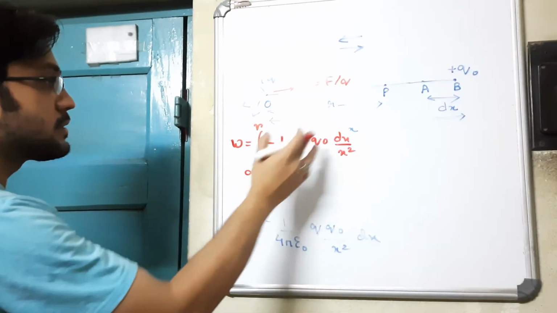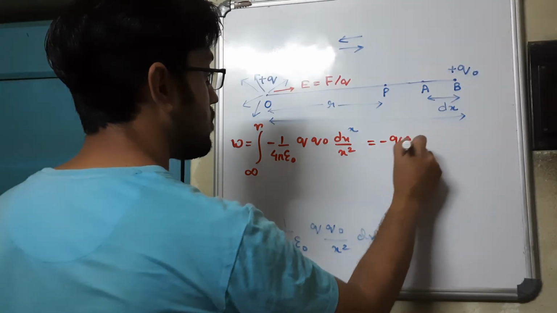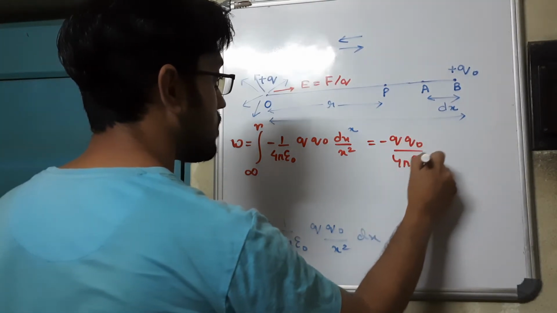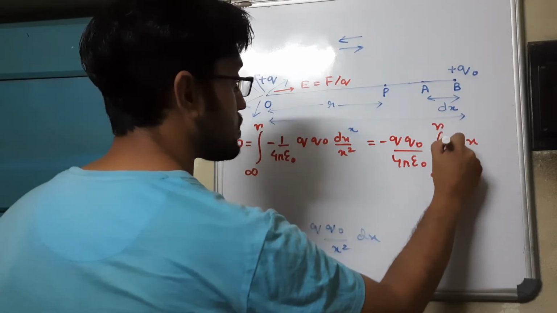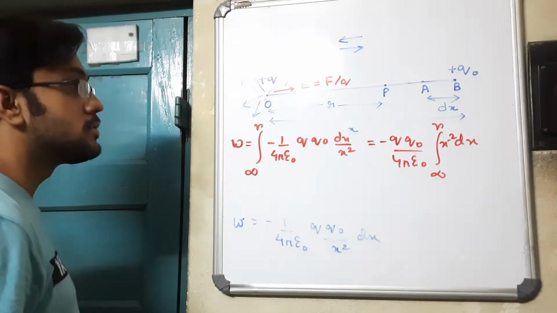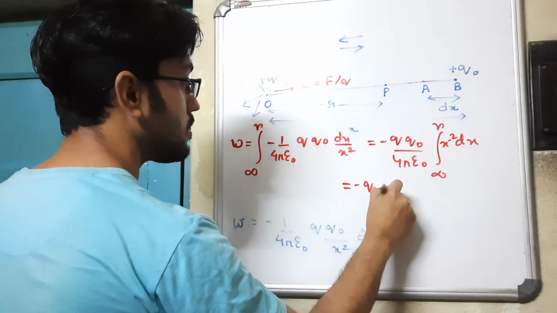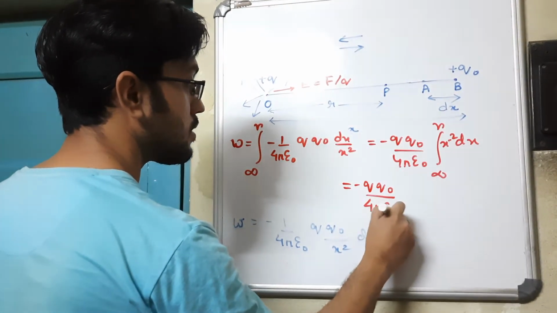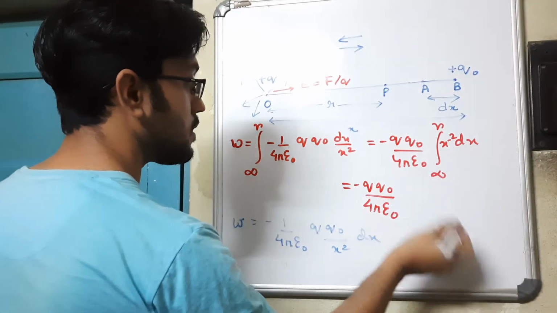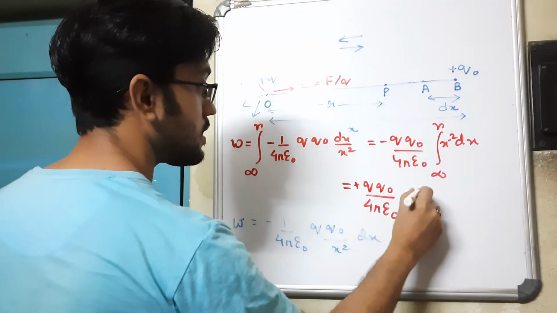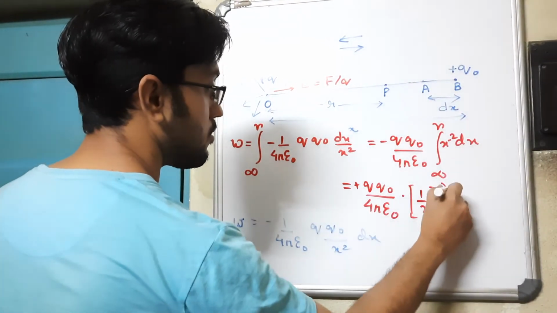So this entire thing is going to come outside the integral. It will be minus q naught by 4 pi epsilon naught outside. What we will be integrating is, from infinity to r, x to the power minus 2 dx. Using the formula for integration, this is going to be x to the power n plus 1 by n plus 1, that's x to the power minus 1 by minus 1, so this becomes plus, and here we have a 1 by x with limits from infinity to r.